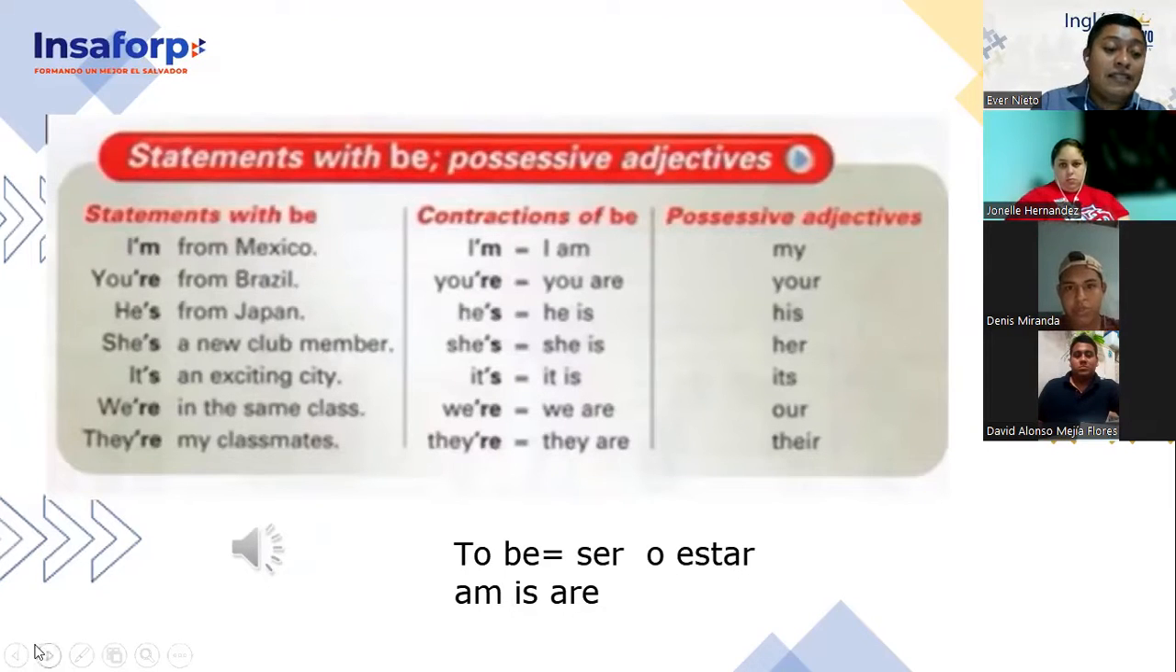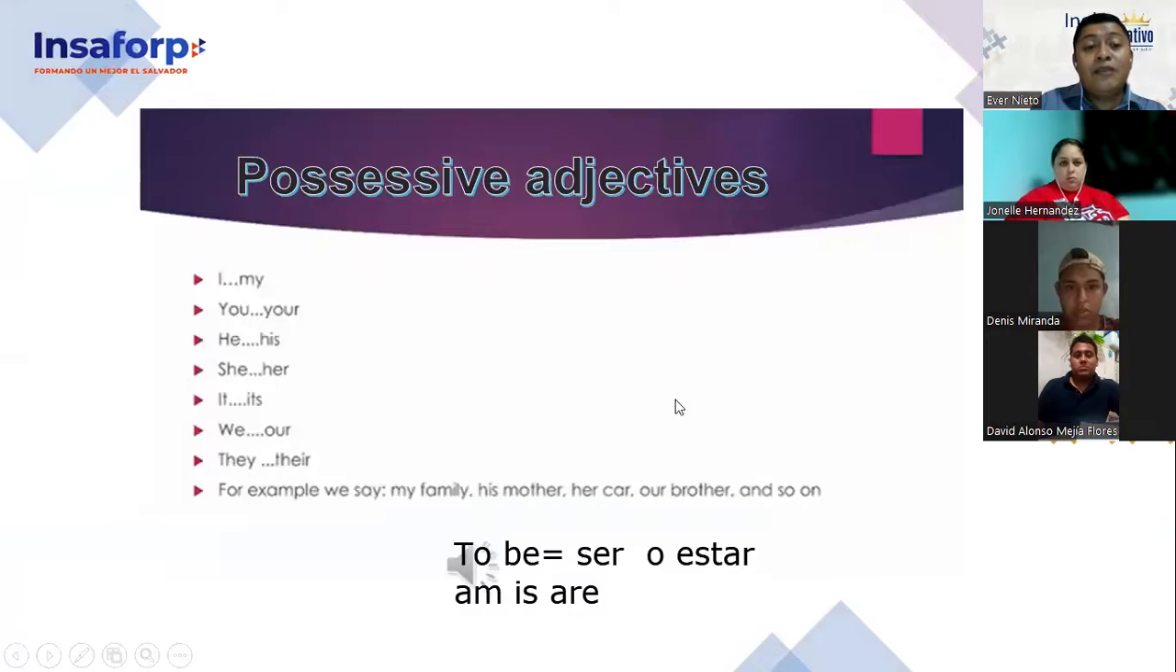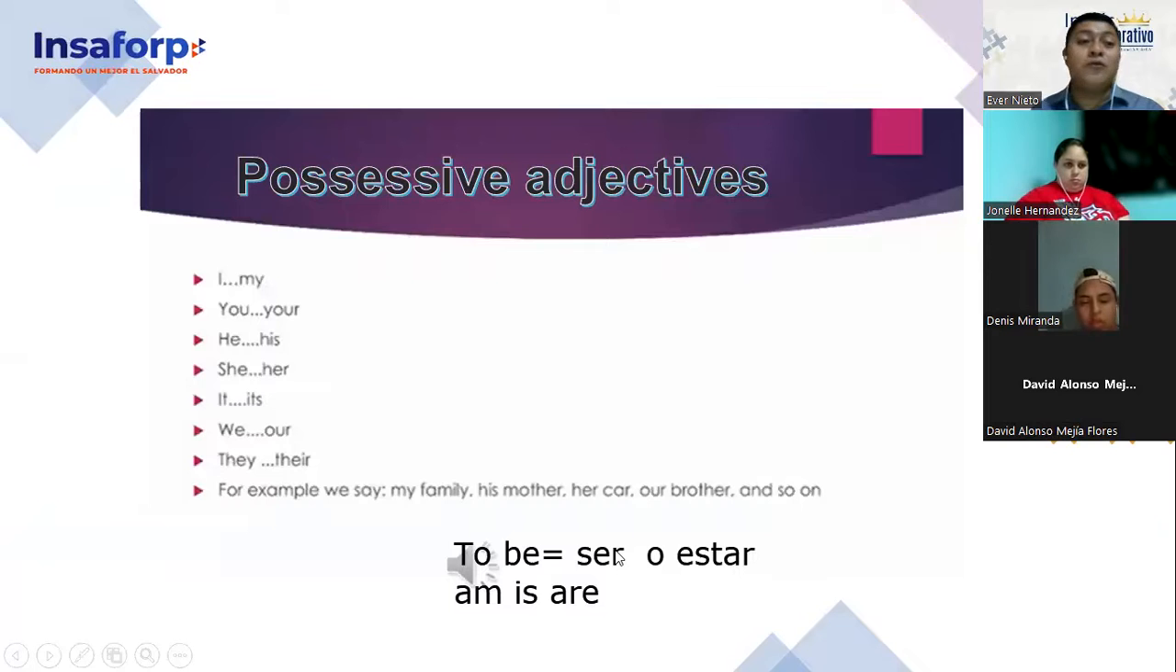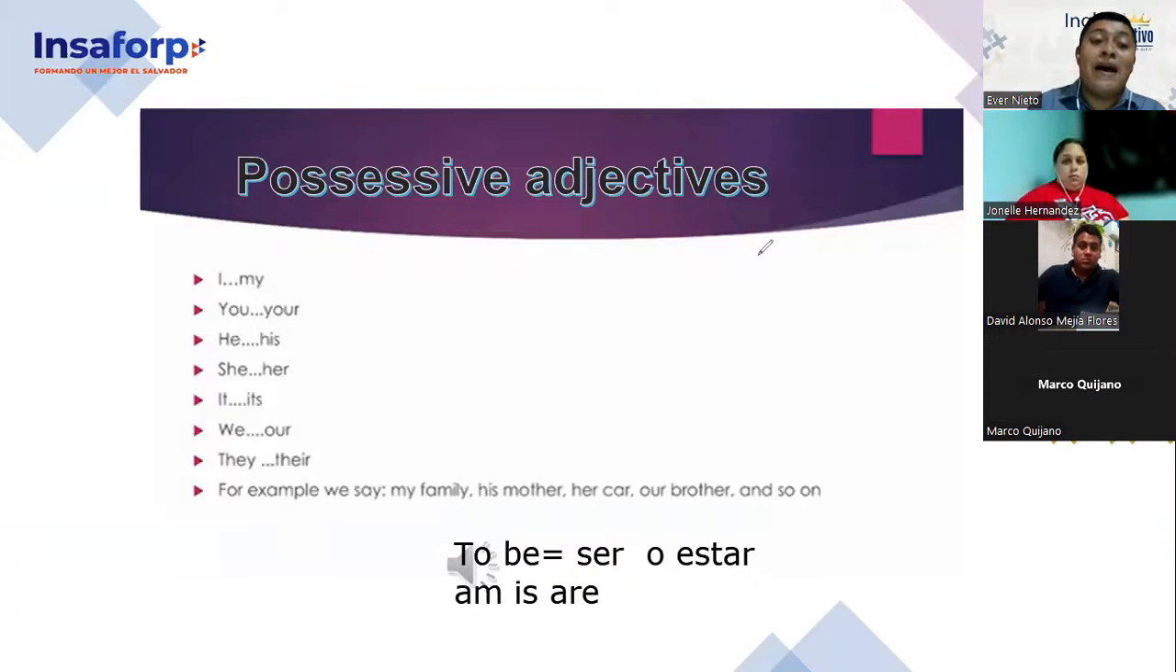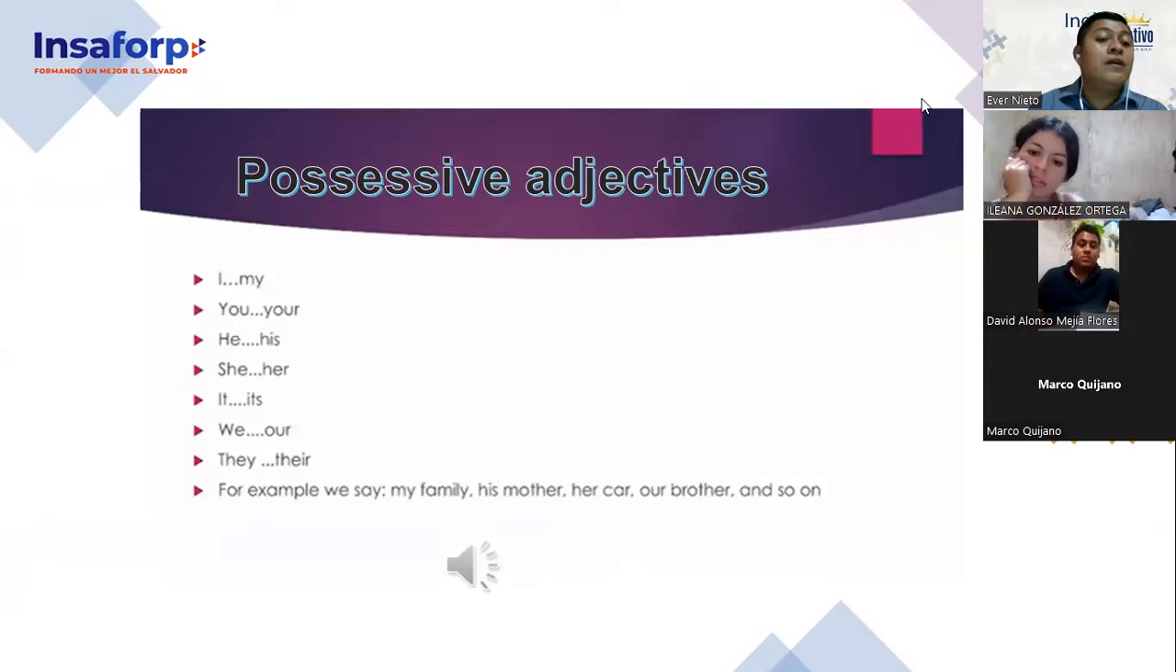So let's go with the next example here. Statements with be. Possessive adjective. Para decir que algo es mío, ¿verdad? ¿Cuál necesito? My. Para decir que algo es de él, necesito his. Thank you. Para decir que algo le pertenece a mi perrito, yo utilizo its. Muy bien.